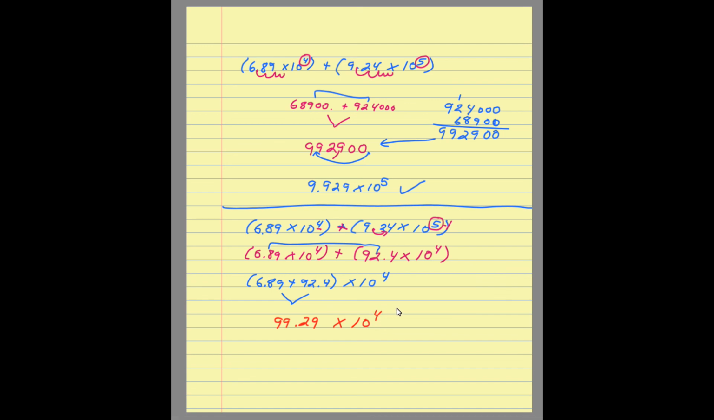Now, that's not the answer because this is not written in scientific notation. Because the first number got to be between 1 and 10. So watch what I have to do. I got to take this decimal point and go back 1. But when I do that, my exponent must go up 1. So it equals the same thing. So now my final answer is 9.929 times 10 to the 5th power. And now these two match. I know that's a lot in there, but it's not that bad once you get past that first step right there. All right, let's look at another one.